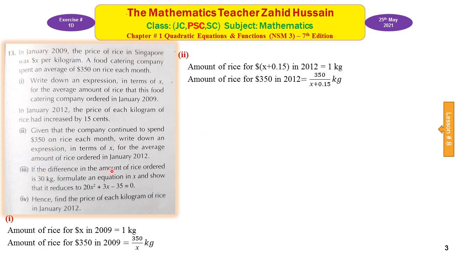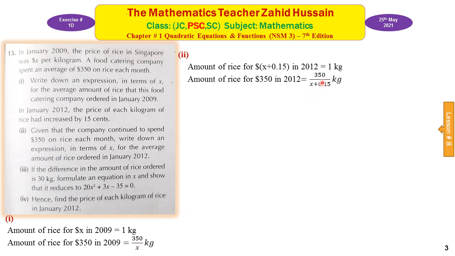In part 3, the difference in amount of rice ordered is 30 kilogram. Formulate an equation in x and show that it reduces to this. So the difference between this amount of rice in 2009 and this amount of rice in 2012 is equal to 30 kilogram. So we will subtract smaller amount from the larger, because in 2012 the price of 1 kilogram of rice is increased. So we can buy lesser amount for $350 than in 2009. So this amount of rice is bigger than this amount of rice.